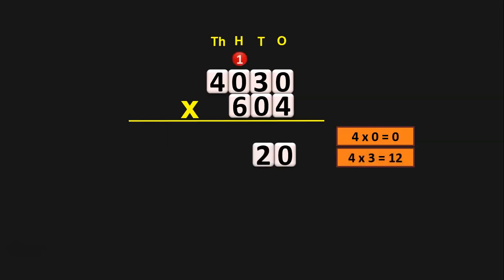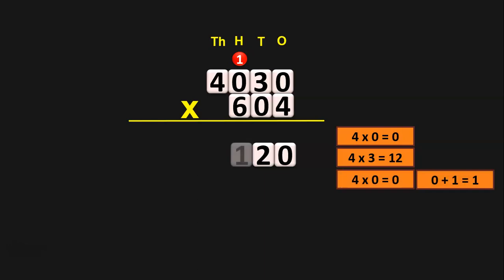Let us do another type of sum which involves zeros. 4030 multiplied by 604. Here the difference is there are zeros in both the numbers. So let us begin the multiplication as usual from the ones place. 4 into 0 is 0. 4 into 3 is 12. 2 carry over 1. 4 into 0 is 0. 0 plus 1 is 1. 4 into 4 is 16. So 6 in the thousands place and 1 will move to the 10,000s place.